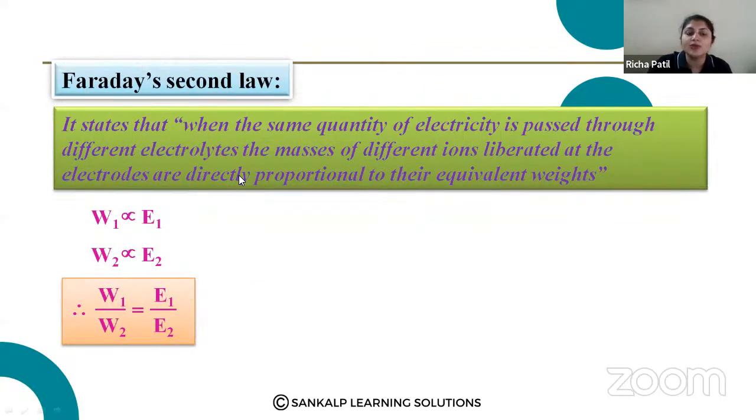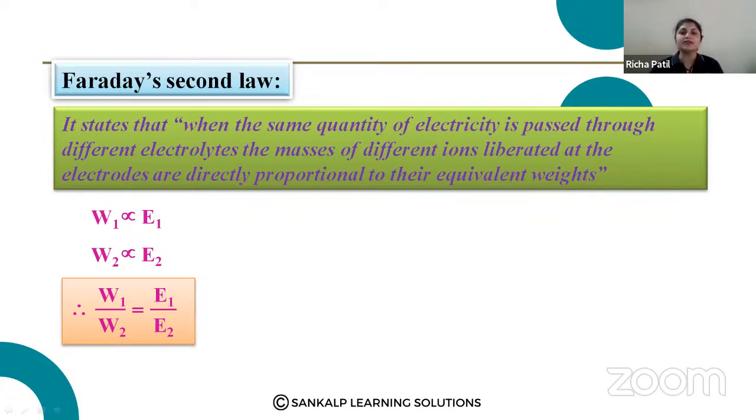Next is Faraday's second law. What is Faraday's second law? It states that when the same quantity of electricity is passed through different electrolytes, the masses of different ions which are liberated at different electrodes are directly proportional to their equivalent weights.